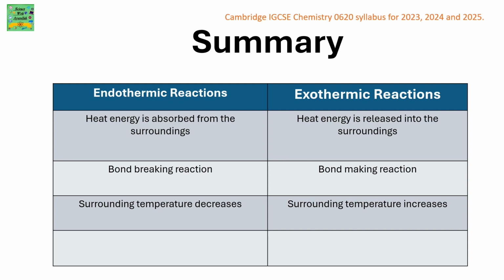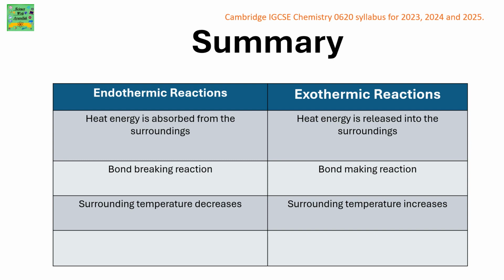Now we'll see the summary of this chapter, endothermic reactions and exothermic reactions, the differences. Endothermic reaction, just write the definition: the heat energy is absorbed from the surroundings, and exothermic reaction, the heat energy is released into the surroundings. Then endothermic is a bond breaking reaction. It means the bonds are broken whenever endothermic reaction takes place. An exothermic reaction is a bond making or bond forming reaction. It means whenever the energy is released, bonds are made.